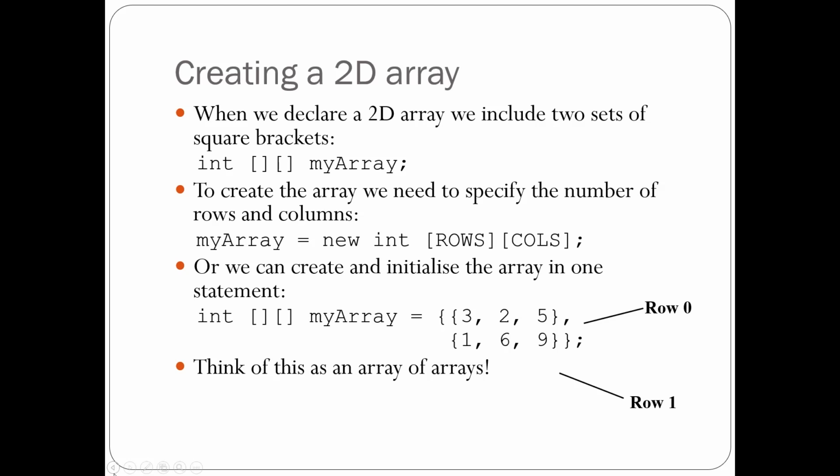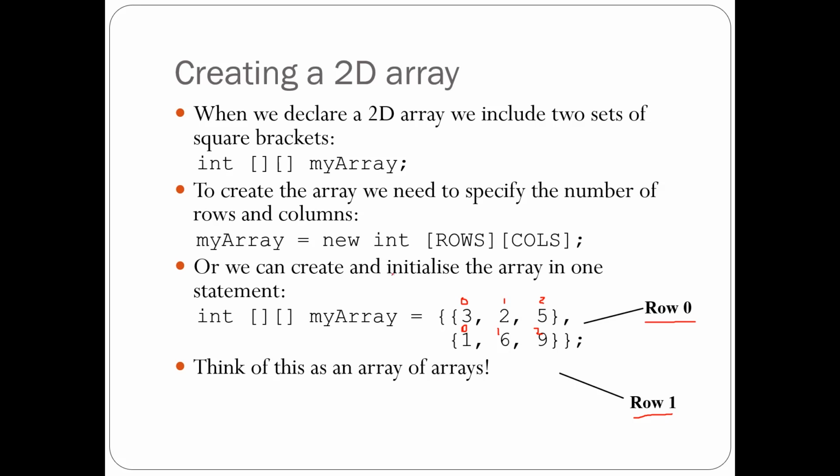I know that sounds a bit daft, but if you think of it this way, this is row 0, so this is 0,0, 0,1, 0,2, and this is 1,0, 1,1, 1,2, in context of the row numbers here. So 0,0, 0,1, 0,2, 1,0, 1,1, 1,2.